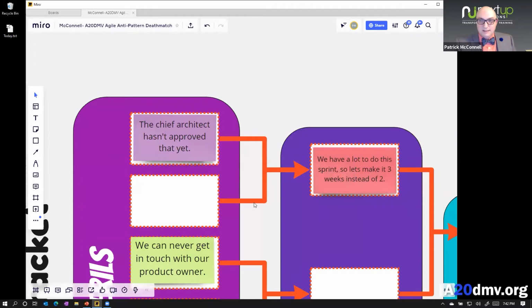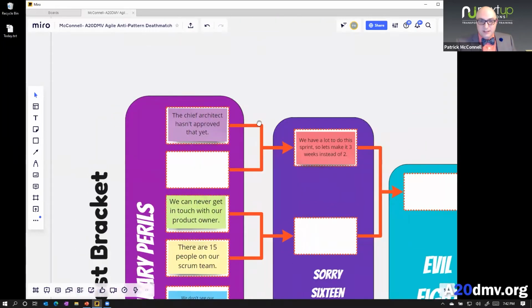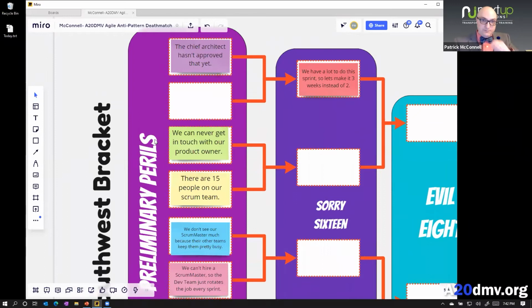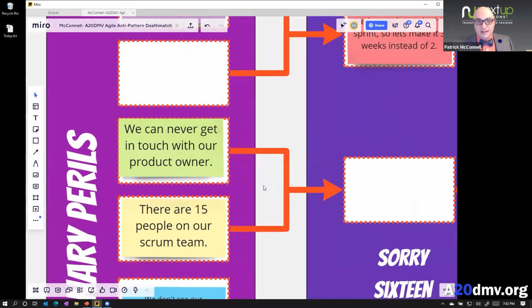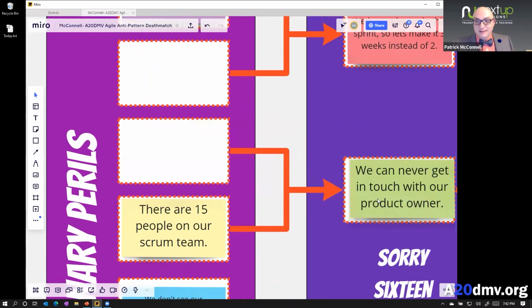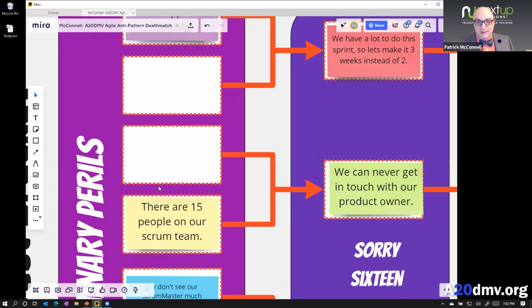All right, let's clear our votes. Let's go up to our next matchup here. We can never get in touch with our product owner, or there are 15 people on our Scrum team. Raise your hand if you think the top one's worse. Leave it lowered for the bottom one. Ooh, yeah, clear front runner. The top one, I think, gets this one in a romp. All right, well done. Go ahead, clear your votes.